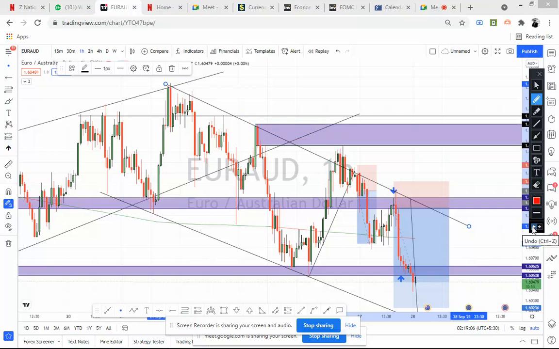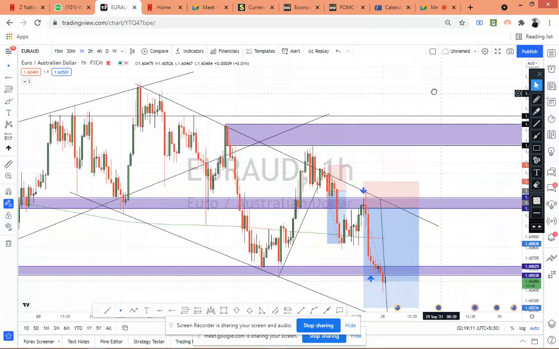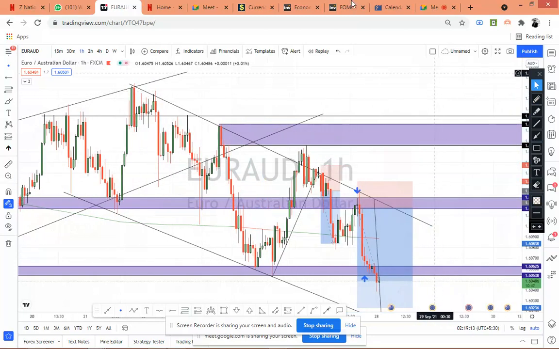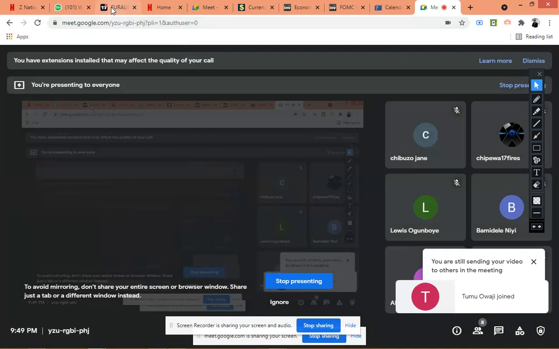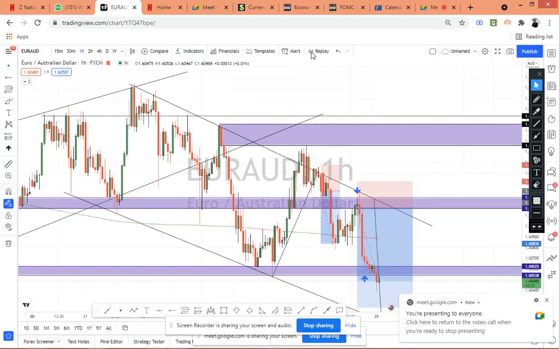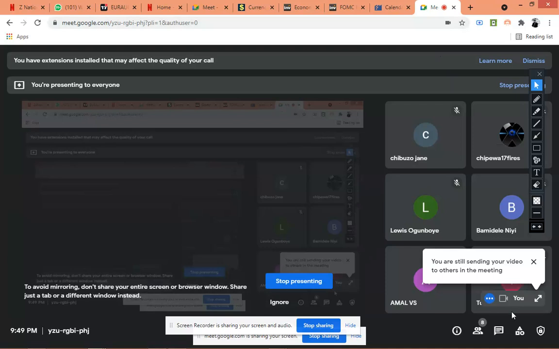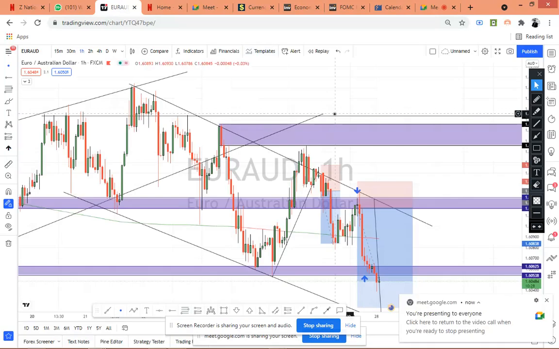Do not force to draw support and resistance. Trade what you see, not what you think. Do not say I think the market will move up, or I think the market will go up, but trade what you see exactly. Analyze the chart the way you see it. Draw support and resistance the way you see it. But do not say, oh, market will move to this side. Market will move to this side.